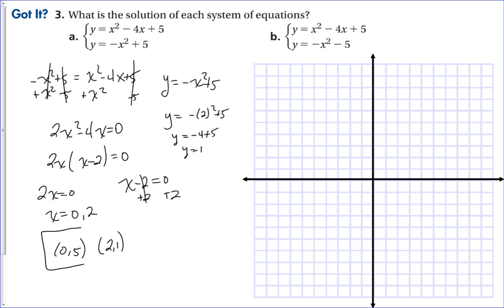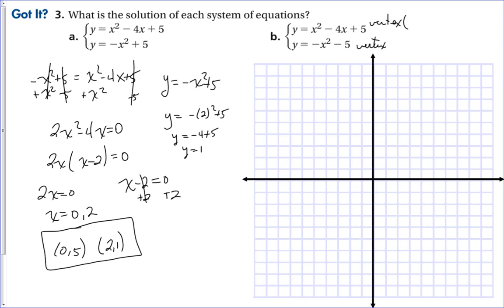So for 3a, those are the two solution points you should have gotten. Whether you graphed them or solved them by substitution, it doesn't matter. You should have still got 0, 5, and 2, 1. All right. Now for letter B, I'm going to solve it by graphing, obviously, because I put a graph out here. So the first thing I'm going to do is get the vertex of each one of these.